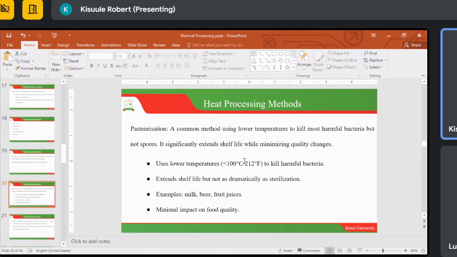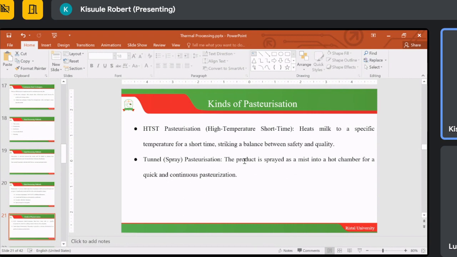When we are looking at pasteurization, we are looking at using lower temperatures to kill those most harmful bacteria, but not the spores. And also, we see that this will help us in extending the shelf life, but will not do it as dramatically as the sterilization method, as we'll see. Examples of products that would undergo this heat processing method of pasteurization are milk, beer, and fruit juices. Also, a minimal impact on food quality is experienced when we're looking at pasteurization as a form of heat treatment.